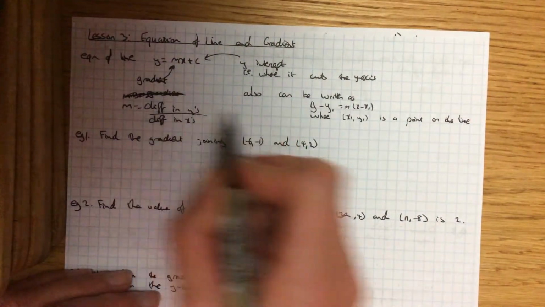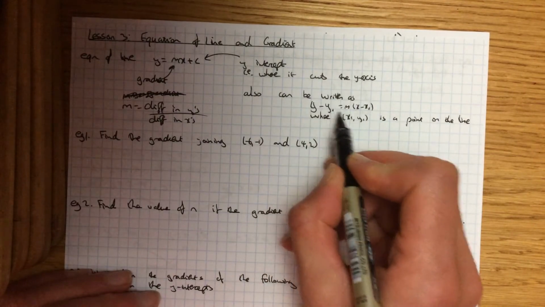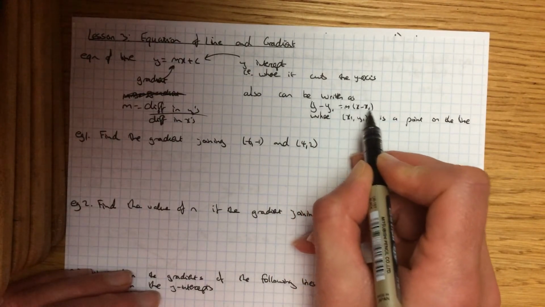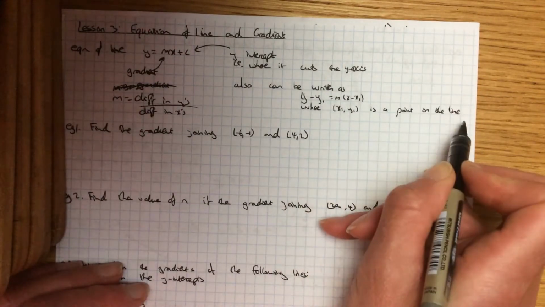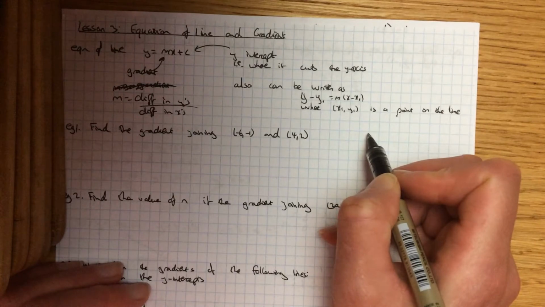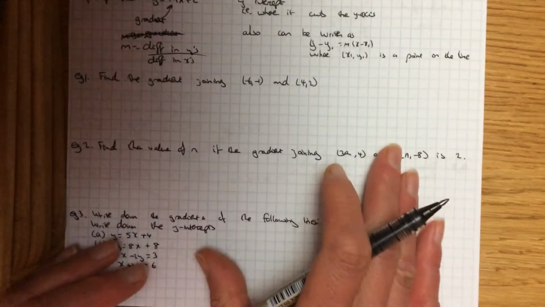This equation can also be written like this. y minus y1 equals m(x minus x1). Now, x1 and y1 is just a point on a line. They're just coordinates. So we're going to work through these examples and hopefully this will make sense.